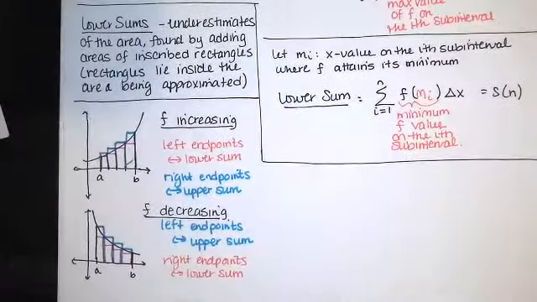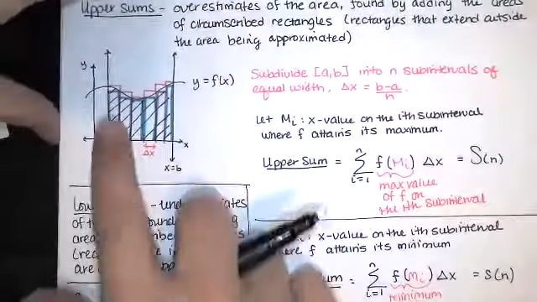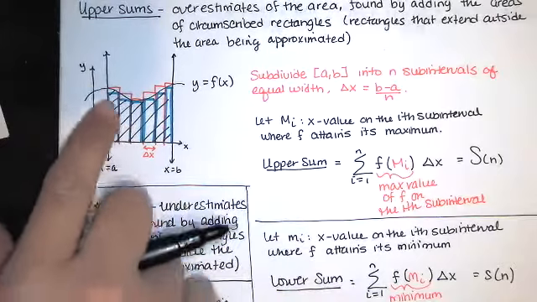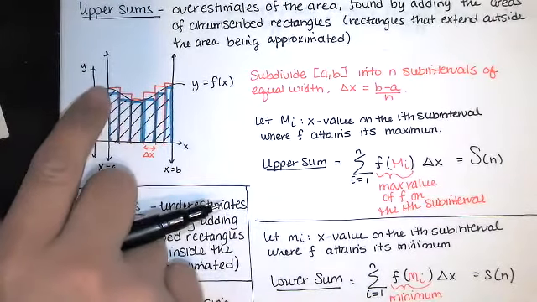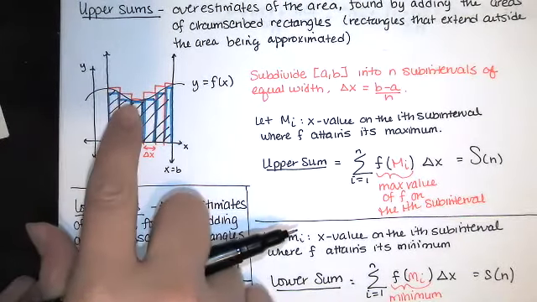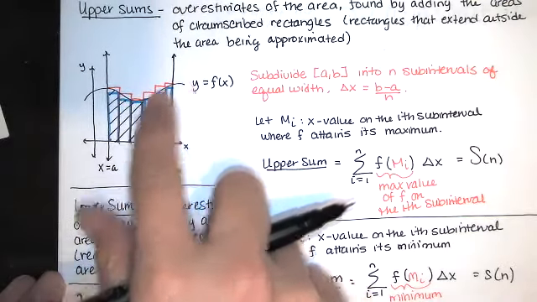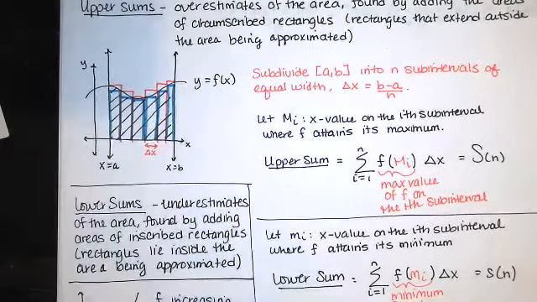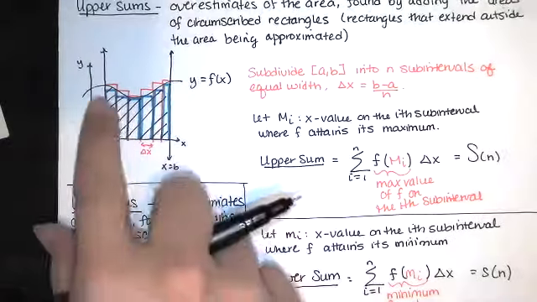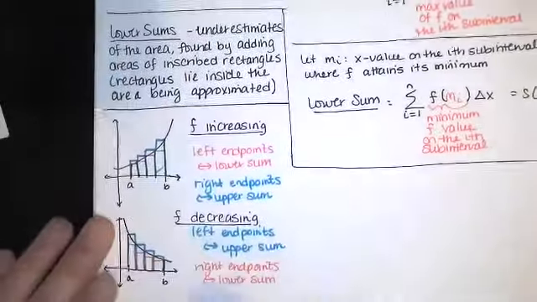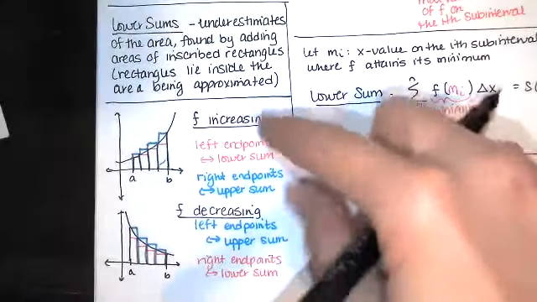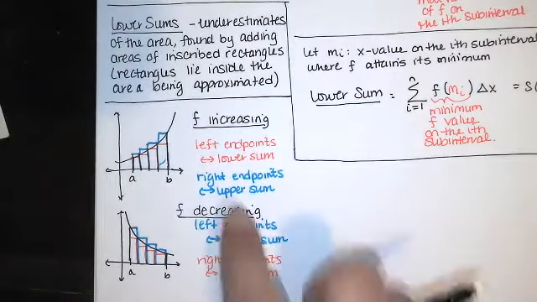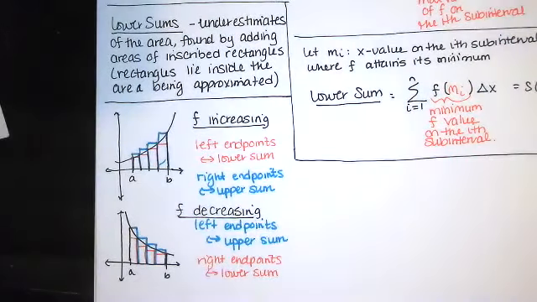Now, if the function's not increasing or decreasing the whole time, if it's more like this, it switches. When it's decreasing, using the left endpoints leads to an overestimate. When it's increasing, using the left endpoints leads to an underestimate. You sort of get a mix of each of those. You won't be asked for lower sums or upper sums in cases where the function looks like this. You'll only be asked for upper sums and lower sums in the cases where the function's increasing or decreasing. So you'll get to choose either the left endpoint or right endpoint, depending on what that graph looks like.